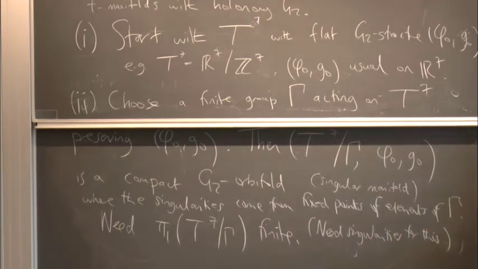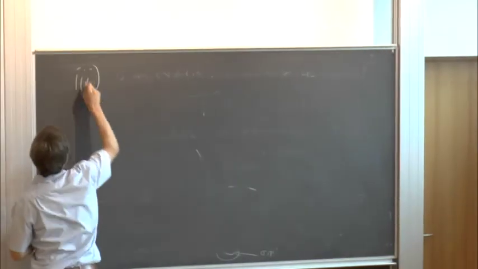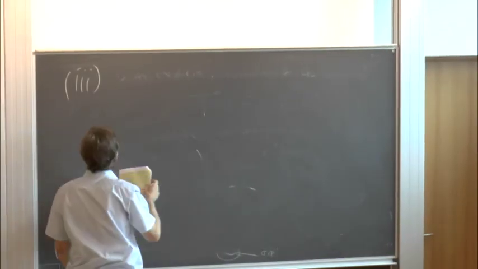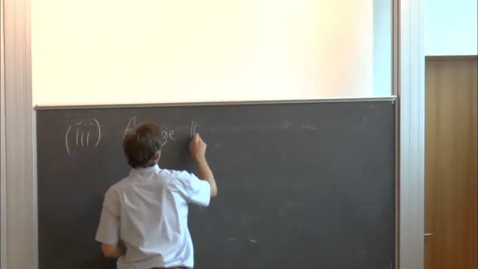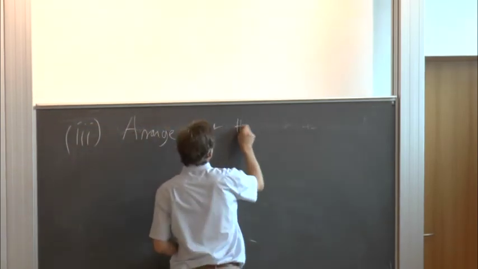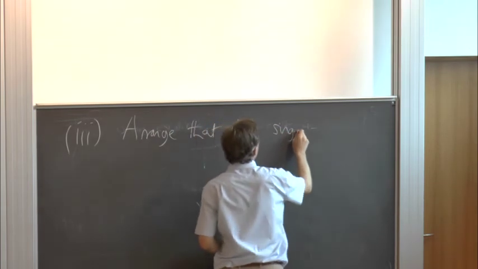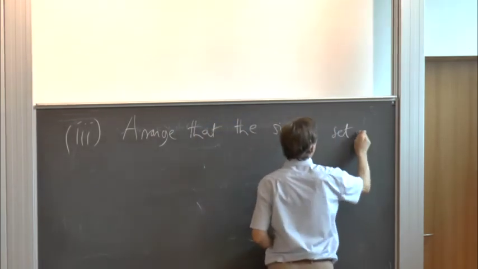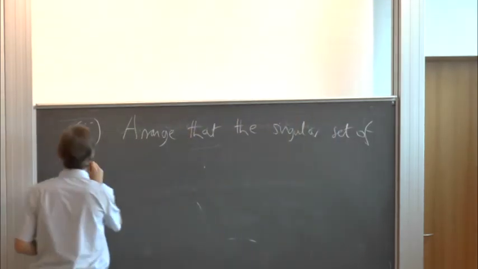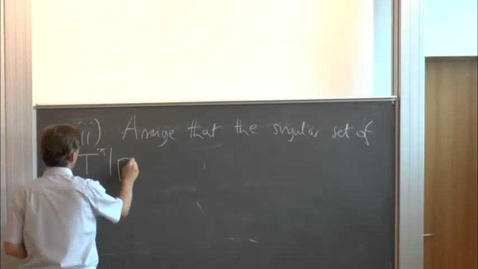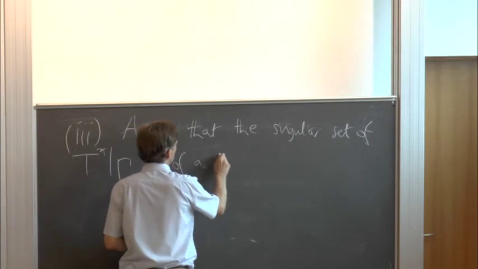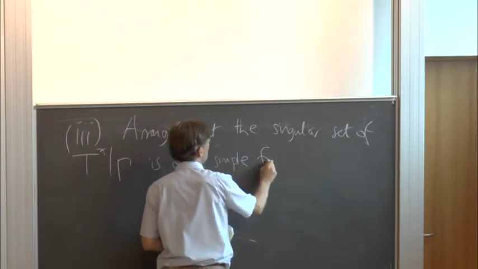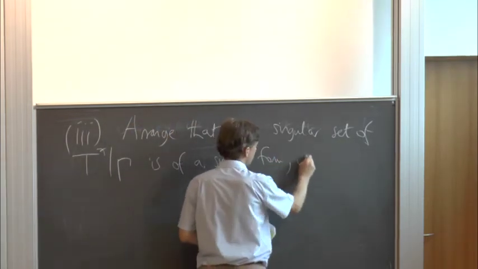So thirdly, not just any gamma will do. We have to arrange that the singular set of T7 mod gamma is of a simple form which we know how to resolve.